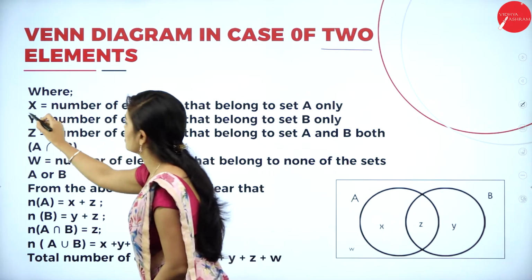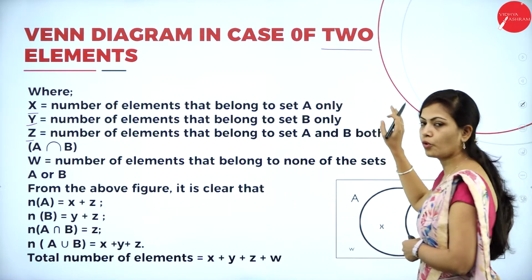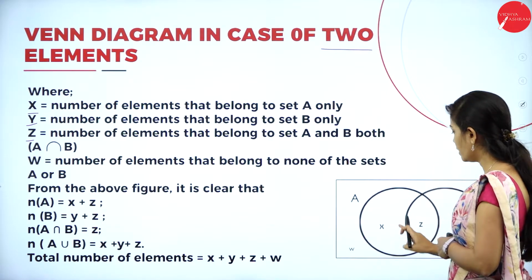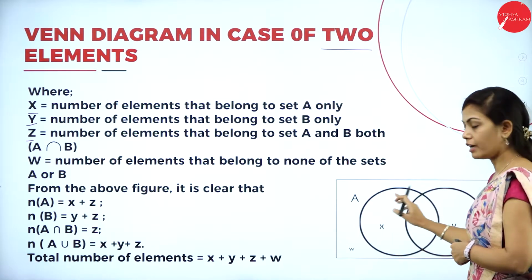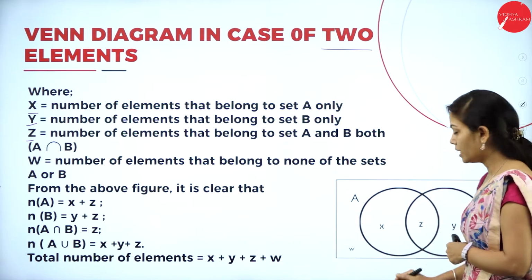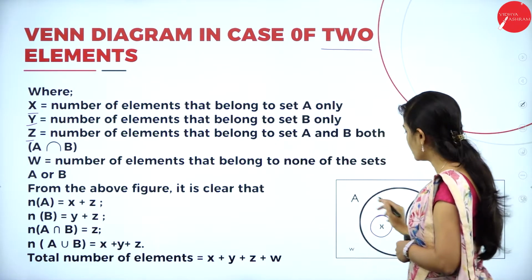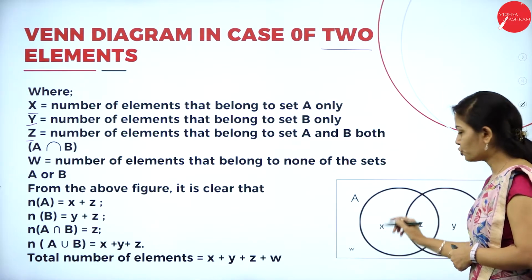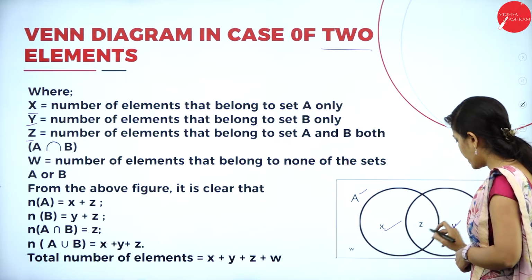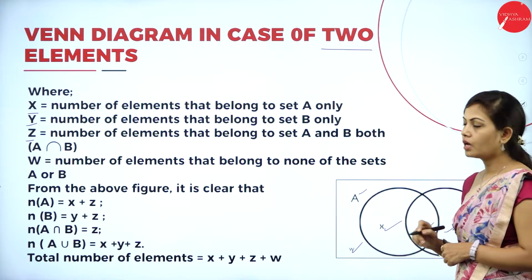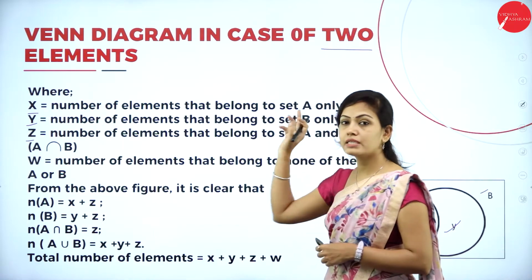Here I have X, Y and the overlapping area is Z. I have 3 variables, but here X stands for number of elements that belongs to set A only. So here I have 2 sets, set A and set B, and 4 variables X, Y, Z and W. So what does X stand for? Number of elements that belong to set A only.